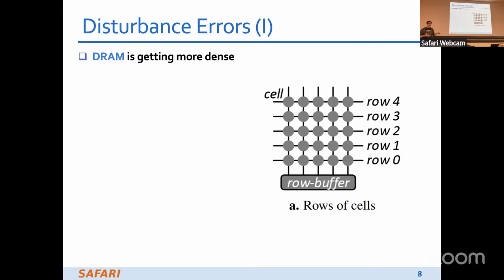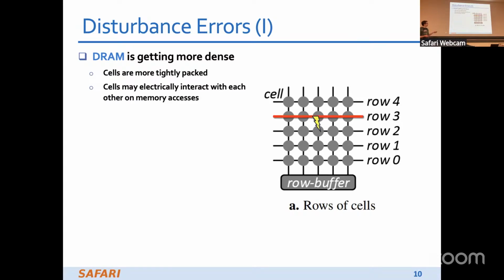Now, the problem is with disturbance errors appearing: the DRAM is getting more dense. With the DRAM getting more dense, the cells are more tightly packed. With the cells being more tightly packed, they may electrically interact with each other when memory is being accessed. And this leads to disturbance errors in neighboring rows in the form of flipped bits. Usually these flipped bits go from electrical 1 to electrical 0. But since memory is not always stored the way that an electrical one is also a logical one, these can be any type of flipped bits.